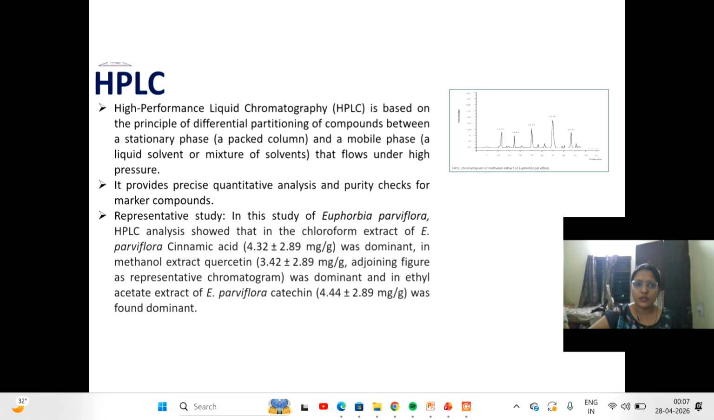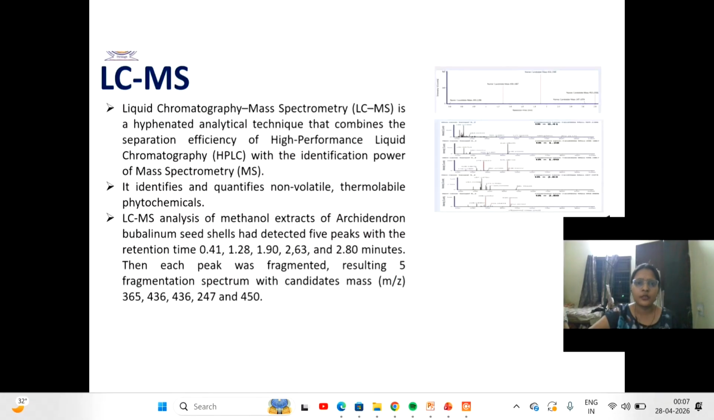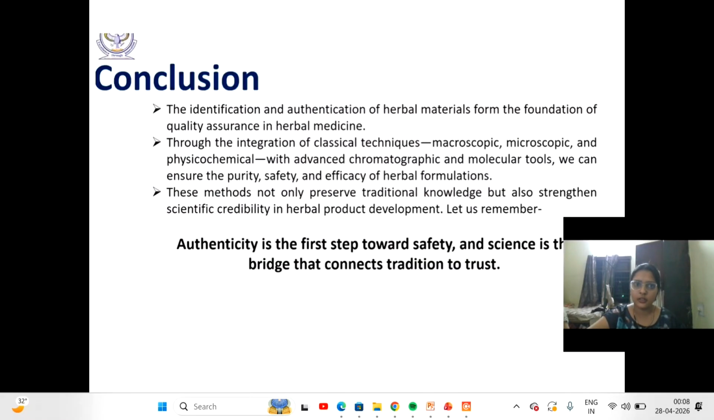HPLC is also there. Liquid chromatography mass spectroscopy is also there. It identifies the non-volatile thermolabile phytochemicals, okay, and detection of 5 peaks within the detection time, like these are the time, the fragments and the results. We'll look further in more videos for the detailed version of these studies, okay.